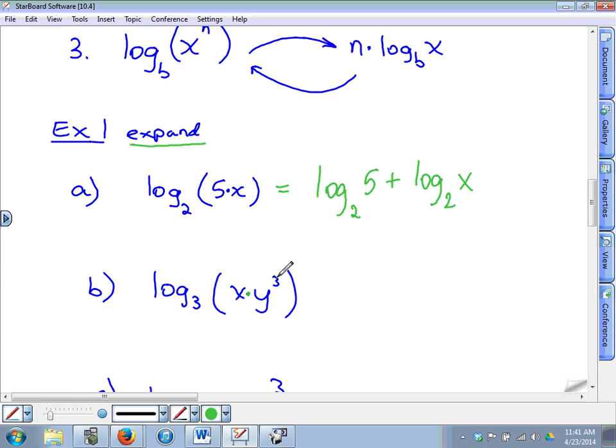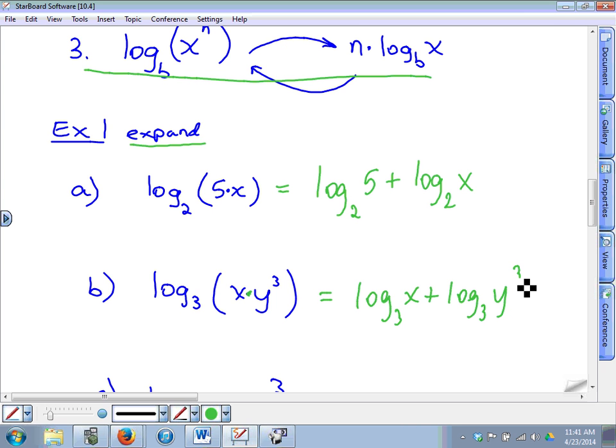So, usually, you guys listening, 99% of the time, you'll save all of these powers for the very last step. So I'm talking about property number 3. That's usually what you do at the end. So we should expand this product first of all. How do we expand that product? With addition or subtraction? Addition. It's going to be log base 3 of x plus log base 3 of y to the third. So we've expanded that product using addition.